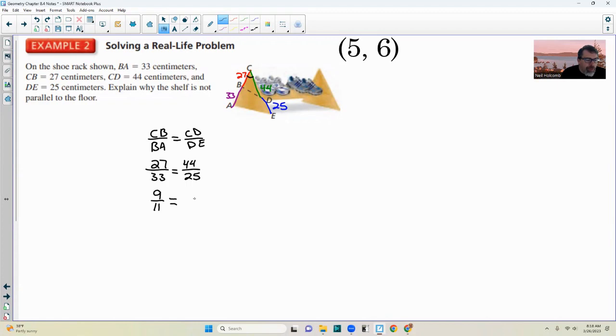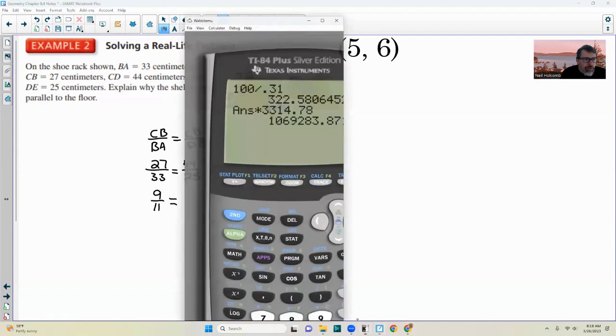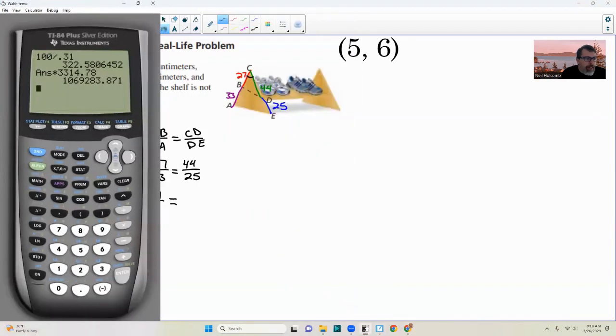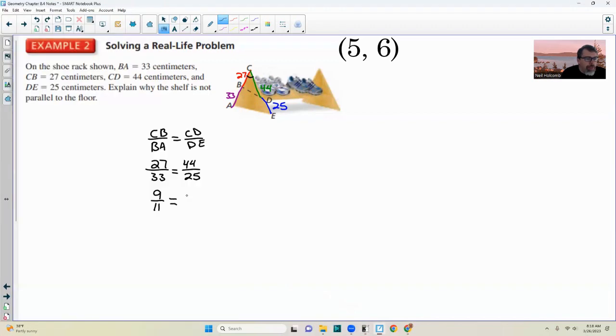So this doesn't reduce. And how do you ever check to see if something reduces or not? If you have a calculator handy, watch this. 44 divided by 25 equals 1.76. And then if you have one of these fancy calculators and you hit math, enter, it'll convert it to a fraction. And the fraction did not change, which means it cannot be reduced. So 44 over 25 can't be reduced down to 9/11ths. So they are not equal.